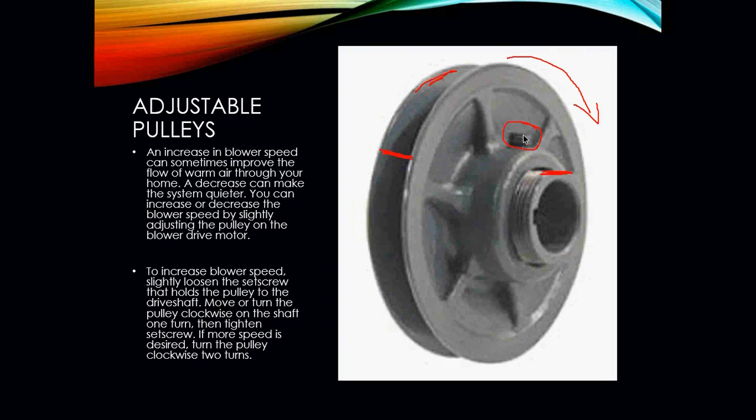Once that's done, you're again going to tighten that set screw. You do not have to kill it. You do not have to over tighten it. It just has to be snug, just so that it doesn't move. And if more speed is desired, we can again loosen that set screw, turn it in a little bit more, even half a turn if you have to, and then retighten it.